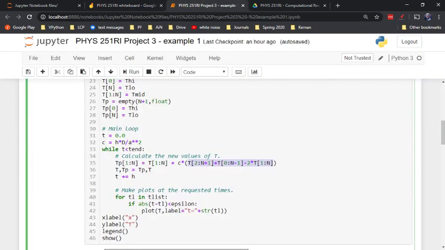And what do you have over here? You've got a point to the right, a point to the left, minus 2 times the point in the middle. This is exactly what we had in the difference equation. Really, difference equations is just another way of rewriting your derivatives.